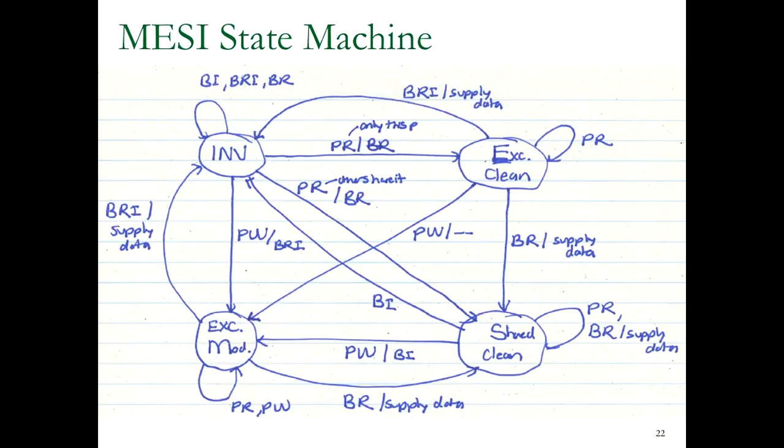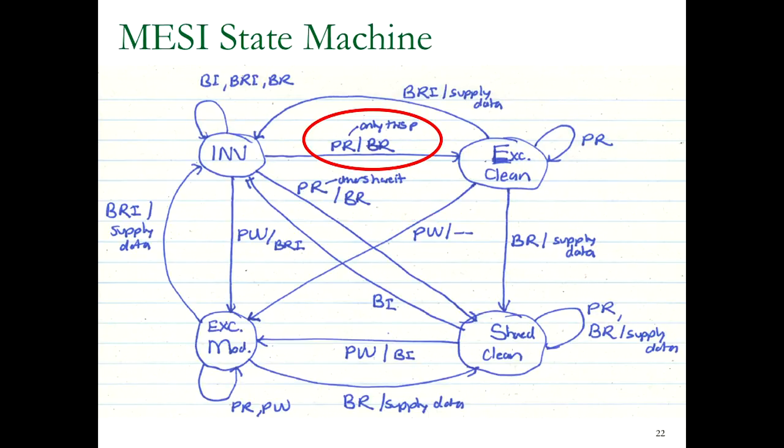Okay, so this is the state diagram with the new terminology that I have over here. This is invalid, exclusive clean, exclusive modified, and shared clean. So for example, if the processor wants to read an invalid block it doesn't have, it sends out a bus request, and it figures out it's the only processor requesting the block, and no other cache has that block. So it directly transitions into the exclusive clean state.